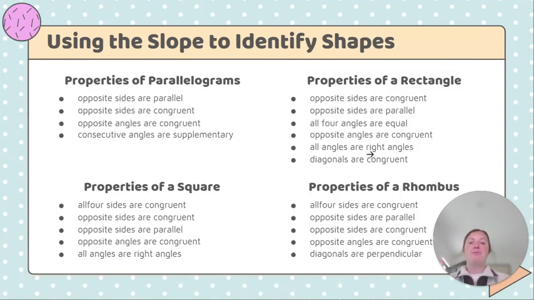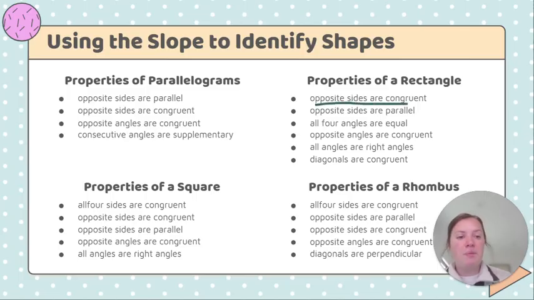First, let's talk about the key identifiers of different shapes. There's a whole bunch of these in your text, but ultimately parallelograms, rectangles, squares, and rhombuses all have specific characteristics, and we can use these characteristics to identify if points make one of these shapes. Remember, parallelograms have opposite sides that are parallel and congruent. Opposite angles are congruent. Consecutive angles are supplementary, which when we're working with lines isn't quite as important.